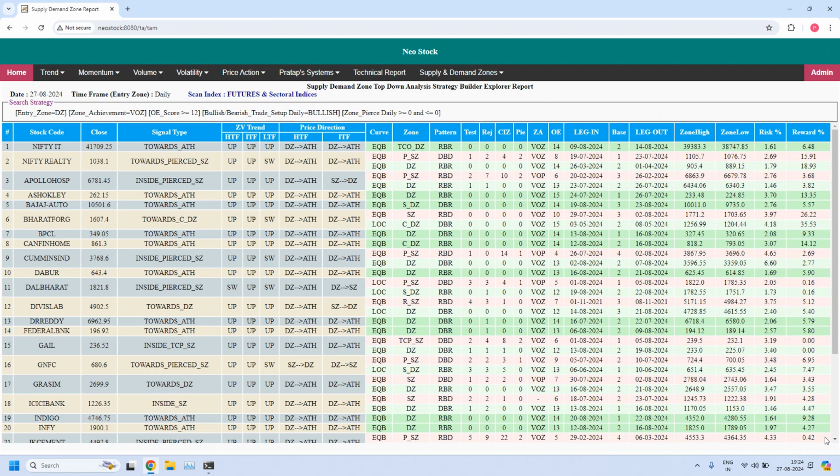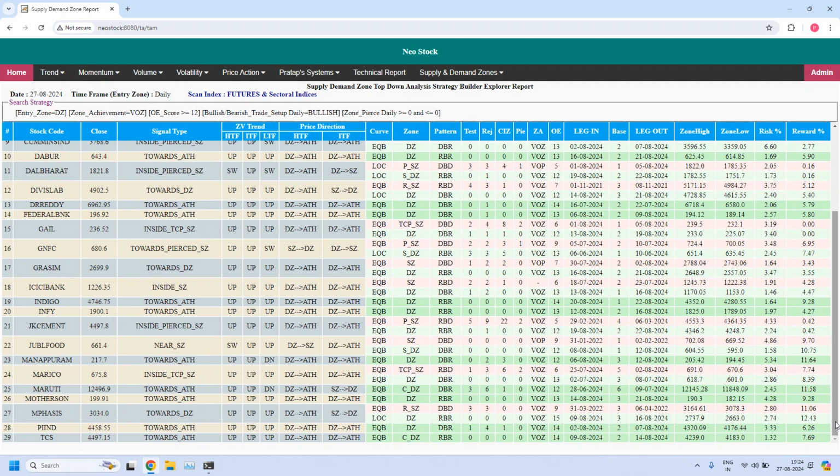So this is the list currently supporting bullish trade setup for monthly income trade. Let me scroll the list down. So total 29 stocks are filtered that are supporting bullish trade setup for monthly income trade. Now let us further filter these stocks.